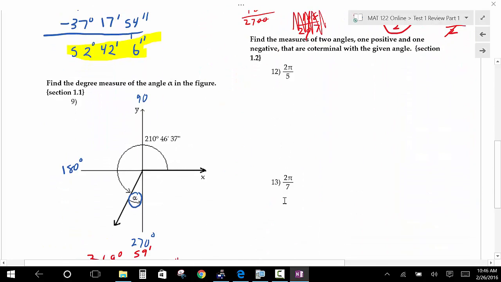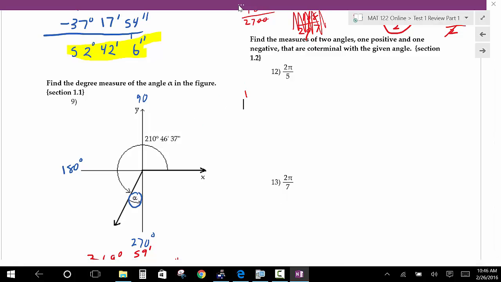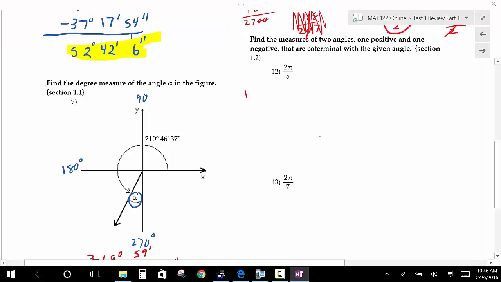Okay, let's see. This one, finding the measures of two angles, one positive and one negative, that are coterminal. What we're doing in this section primarily is this: since we're dealing with radian measure here, if we want to find a positive angle that's coterminal to it, we just need to add 360. I think we did a few problems like this a few minutes ago. But 2 pi radians is the same as 360 degrees.